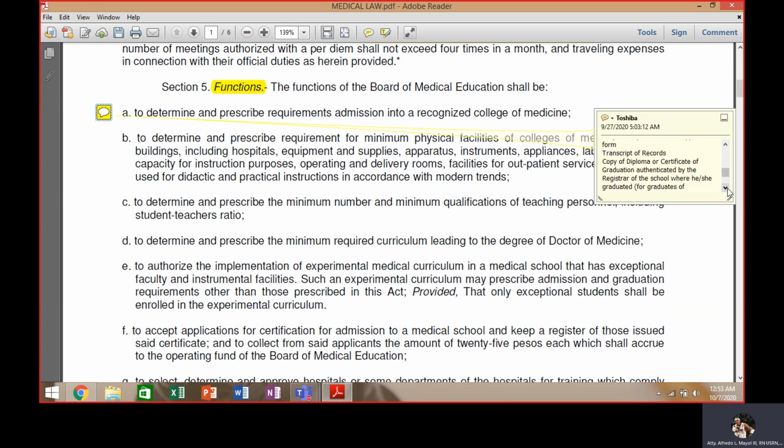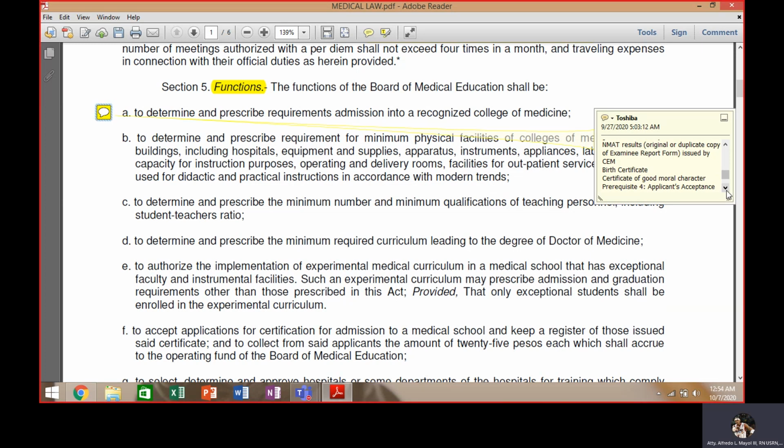And then you must bring your transcript of records, copy of the diploma or certificate of graduation, authenticated by the registrar of the school where he or she graduated. For graduates of government schools, NMAT results, original or duplicate copy of examinee report form issued by CEM, and then birth certificate, then your certificate of good moral character. You must take note that this requirement is a continuing requirement. Okay, good moral character. Even if you are already doctors, you must possess this requirement.